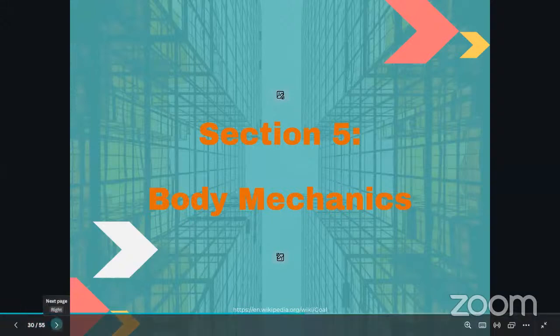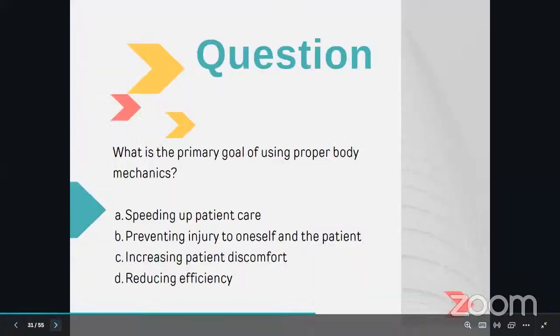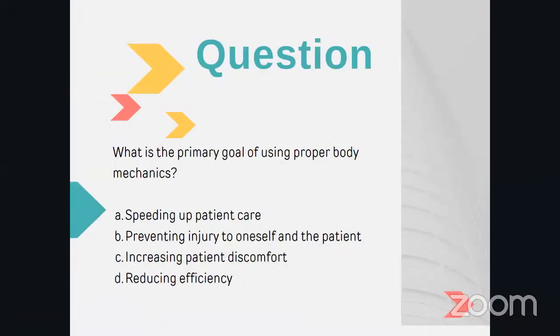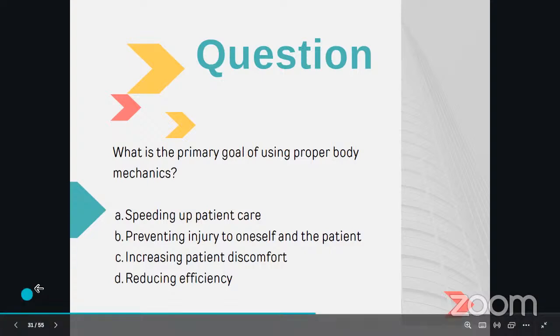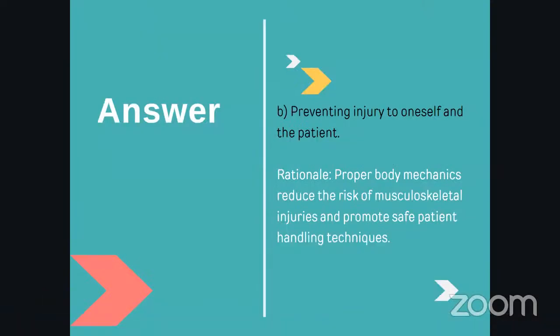Let's switch over to body mechanics. What is the primary goal of using proper body mechanics? Why do we need to use proper body mechanics? Is it speeding up patient care? Is it preventing injury to oneself and the patient, increasing patient discomfort, or reducing efficiency? Why do we need to use proper body mechanics? It would be B, preventing injury to oneself and the patient.